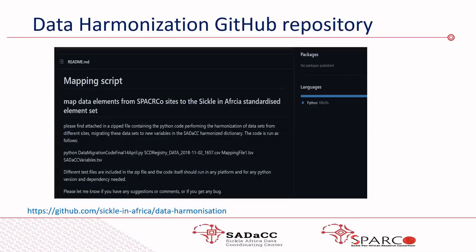On this slide, what I have is a sneak peek of what you find on the GitHub repository. This is the link to the GitHub repository. And we have a manuscript that will be out soon that gives detailed information of the data harmonization model, specifically the SickleInAfrica data harmonization model.